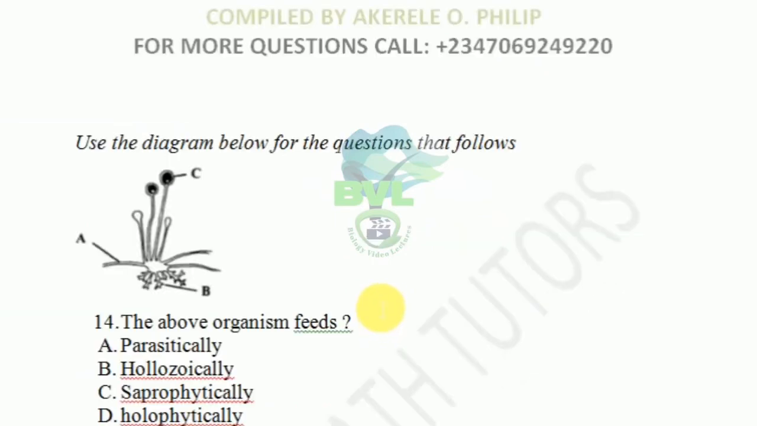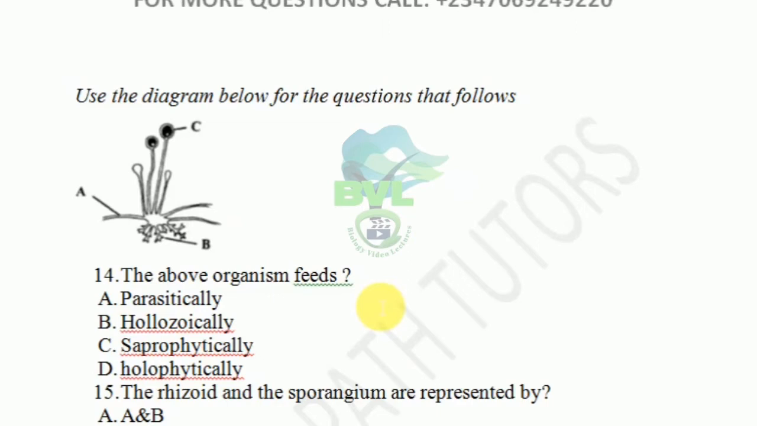Use the diagram below for the questions that follow. The organism feeds how? Before we do that, what is this organism called? This is rhizopus that belongs to division Zygomycota under kingdom fungi. I'll say that again. This is rhizopus that belongs to division Zygomycota under kingdom fungi. And let's label that. A is your hyphae, B is your rhizoid, C is your sporangium.